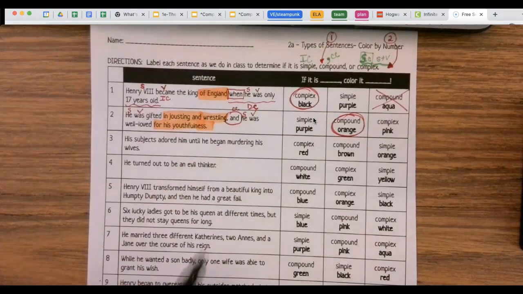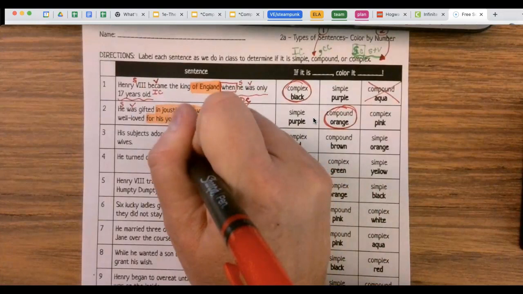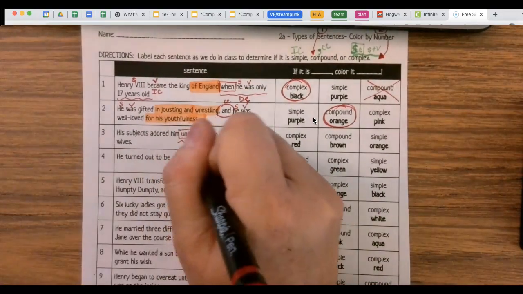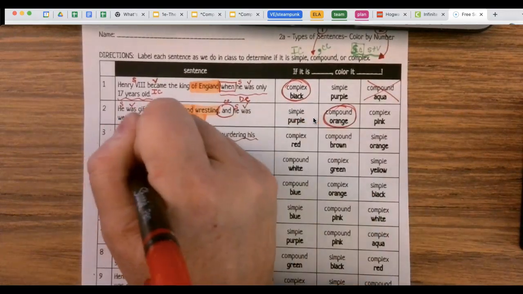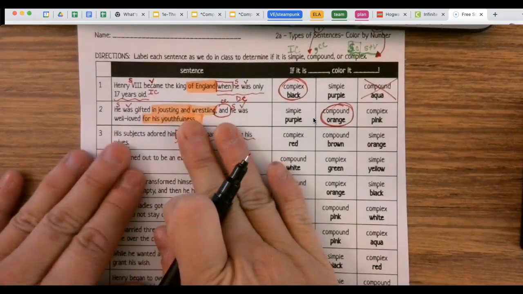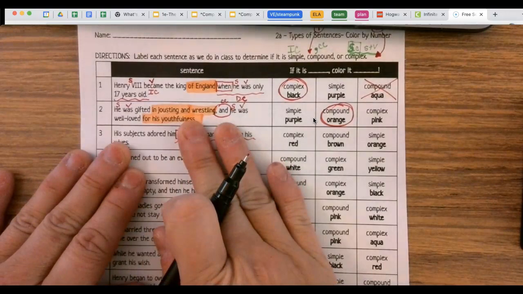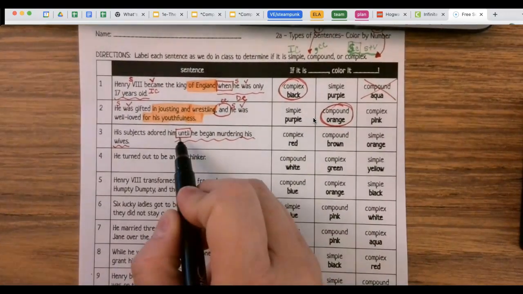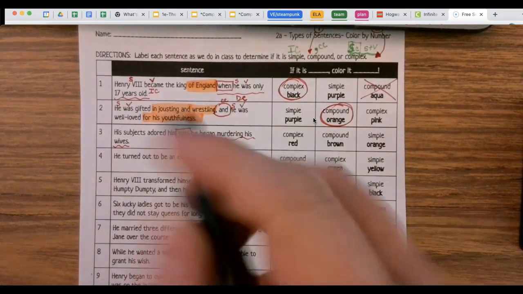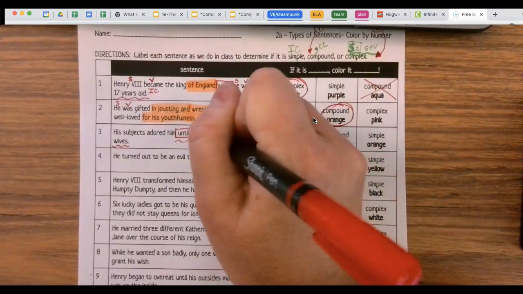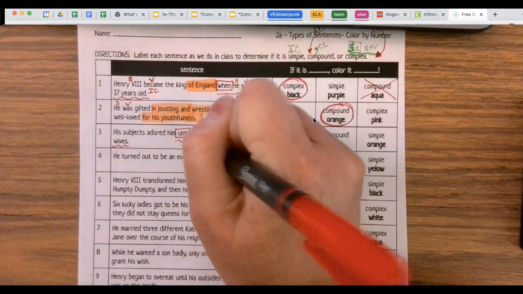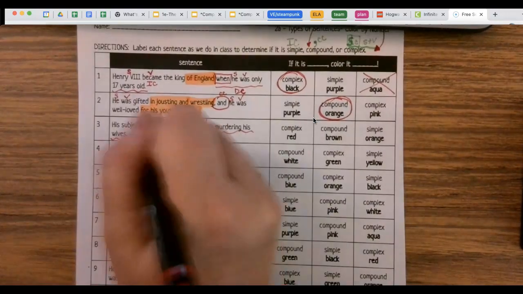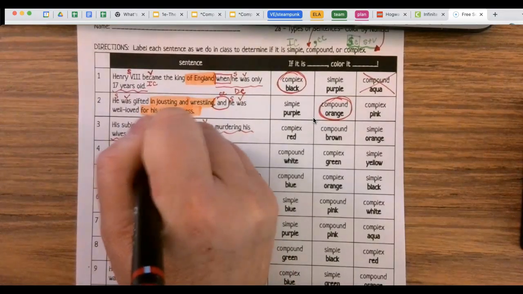Let's try if "until" was a subordinating conjunction. Until what? Until he began murdering his wives. If I take that out, I'm left with "his subjects adored him." That works as a sentence. So "until" is a subordinating conjunction. It has a subject, "he," and a verb, "began," so I've got a dependent clause. If that's the dependent clause, then this has to be an independent clause.